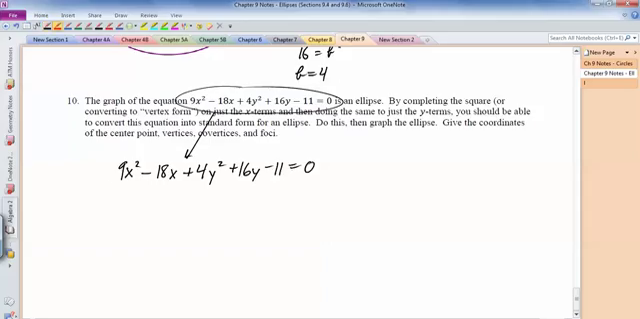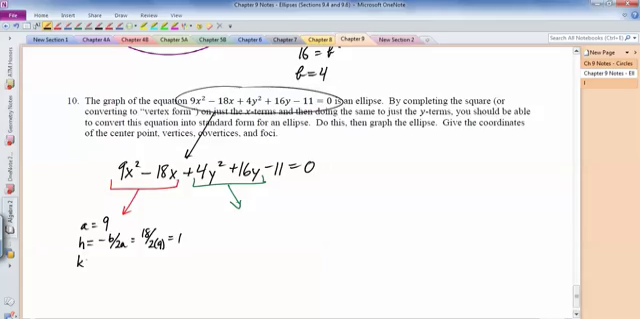So just like the circle one, we're going to complete the square or turn into vertex form the x terms. Then we'll do the same thing with the y terms, and then we'll switch them out for the new versions. So in this one, my a is 9. The h coordinate of the vertex is going to be -b over 2a, which is going to be positive 18 over 2 times 9, which is 1.